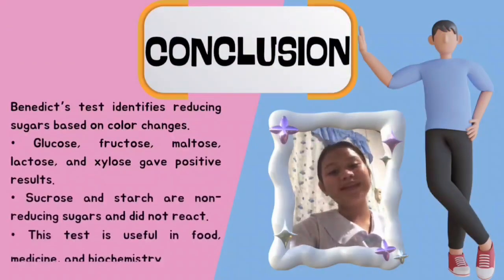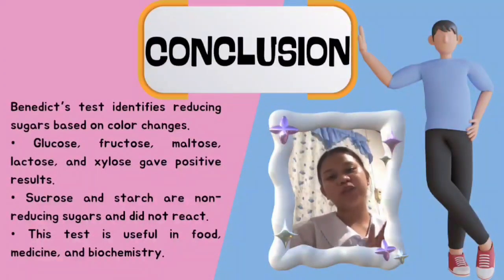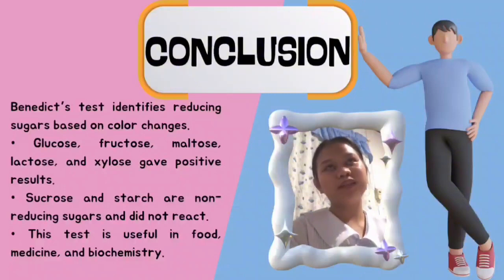In summary, Benedict's test helps us to identify reducing sugars based on a simple color change. This test is widely used in medicine, food science, and biochemistry.